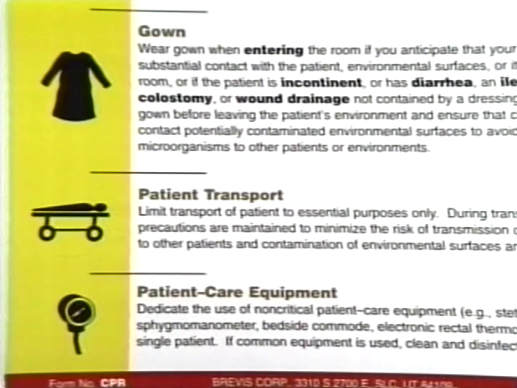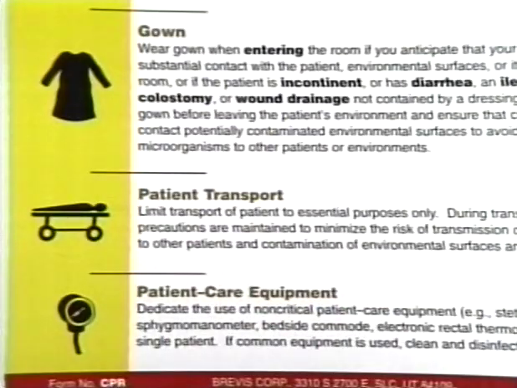Limit transport of the patient to essential purposes only. During transport, ensure that precautions are maintained to minimize the risk of transmission of microorganisms to other patients and contamination of environmental surfaces and equipment. Patient care equipment. Dedicate the use of non-critical patient care equipment, for example, a stethoscope, a sphygmomanometer, a bedside commode, an electronic rectal thermometer, to a single patient. If common equipment is used, clean and disinfect that equipment between patients.